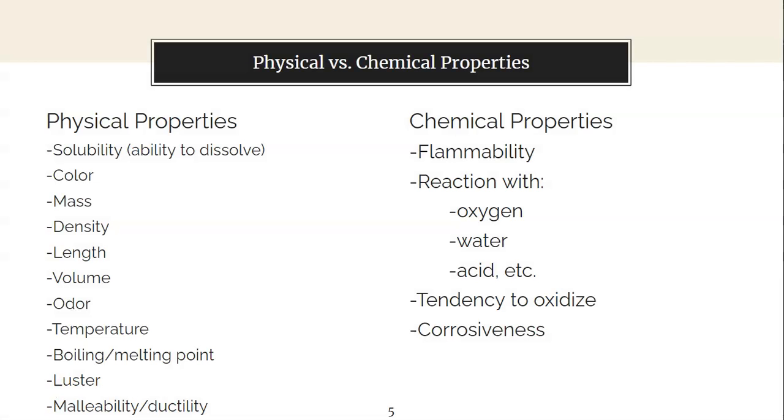Chemical properties would be flammability, tendency to oxidize, corrosiveness, or reaction with just about anything. So reaction with oxygen, water, acid, etc. Okay? Because when it reacts with those things, it's going to change.